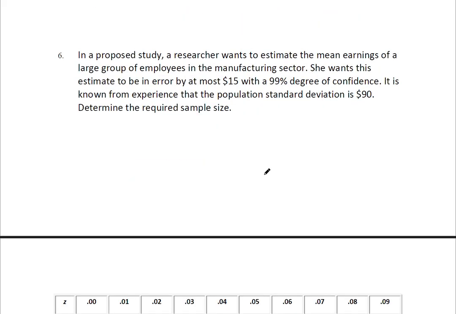Let's look at number 6. In number 6, in a proposed study, a researcher wants to estimate the mean earnings of a large group of employees in the manufacturing sector. So here, this is an estimate of means again. She wants this estimate to be in an error of at most $15 with a 99% degree of confidence. It is known from experience that the population standard deviation is 90. Determine the required sample size. So again, we're going to use n equals z multiplied by the standard deviation s divided by the maximum tolerable error e, and we're going to square all of that.